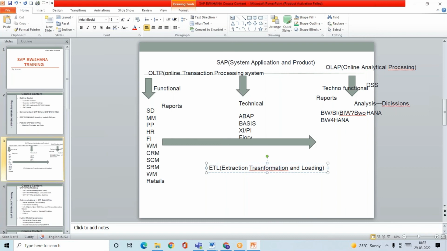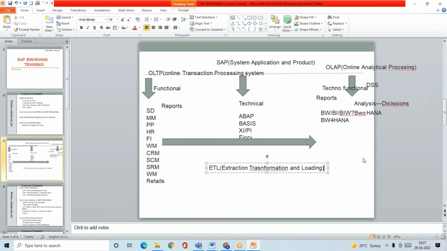So this process is the technical part: extracting the data from the different sources to your BW system. That is the reason SAP BW BI or BW on HANA is known as techno-functional. Any doubts or any questions over here?